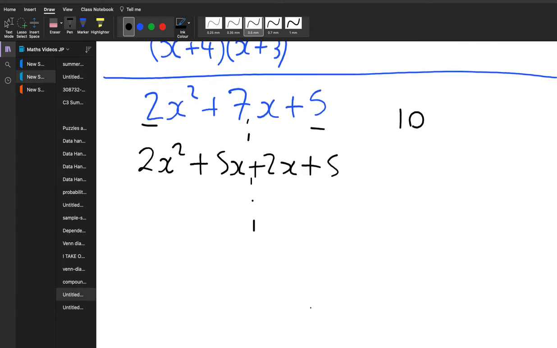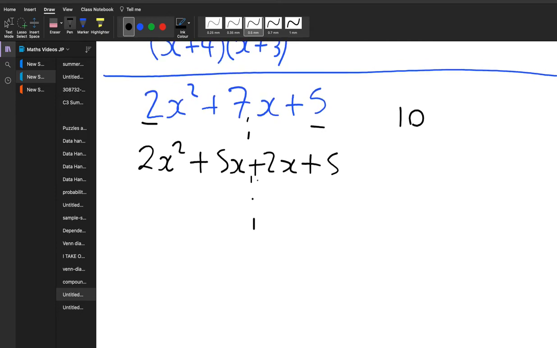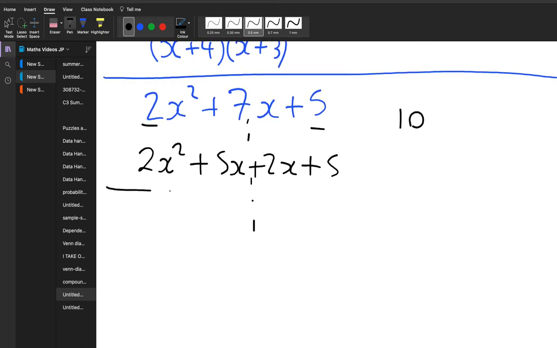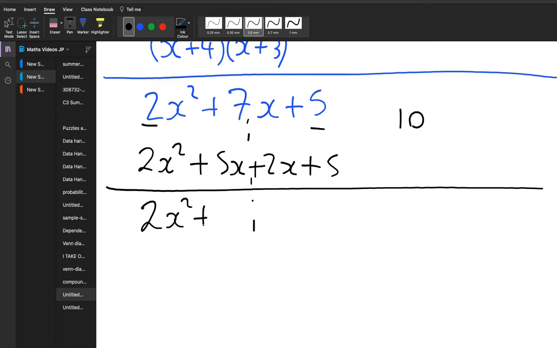Oh my gosh. I've come across this method, and you guys really need to know it. I'm not even going to carry on with the long method because it's just so long. Let's go as far as I can go. I'm going to start this question again: 2x squared plus 7x plus 5.